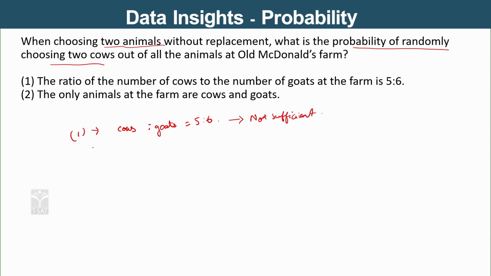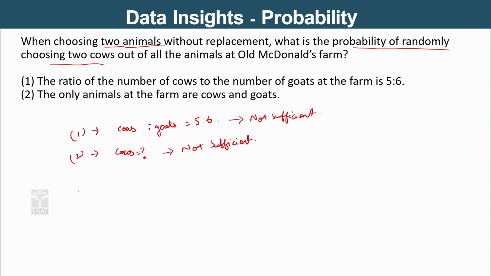Now, let us look at statement 2. Statement 2 tells us that the only animals at the farm are cows and goats. Okay, but still you do not know the number of cows or the number of goats. So, therefore, this in itself is also not sufficient to answer the question.